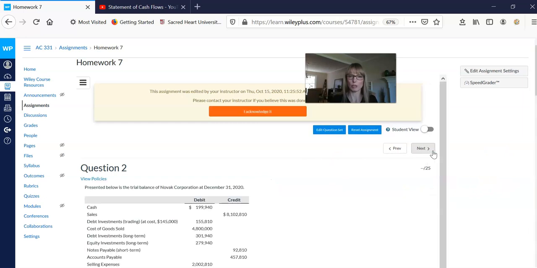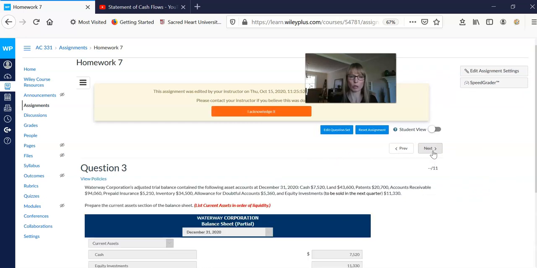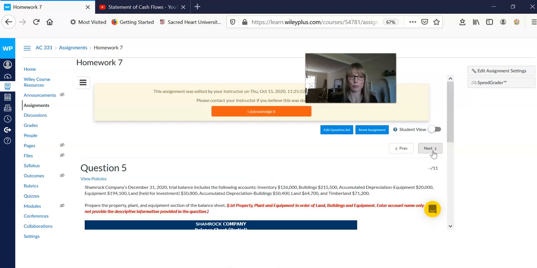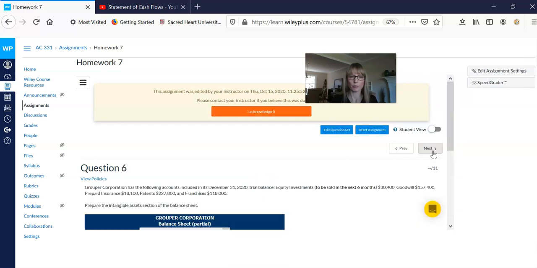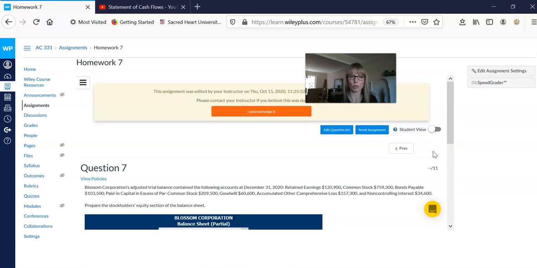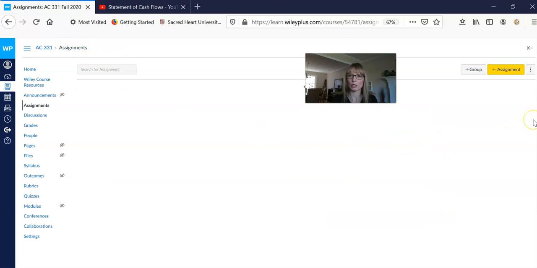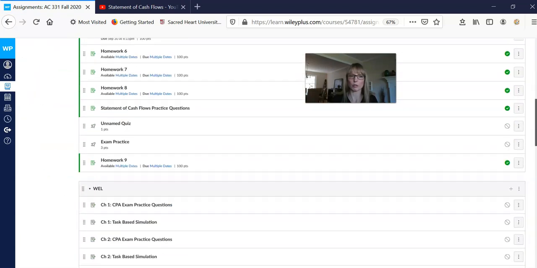Sorry, let me just pull up the balance sheet questions. Let's get through the statement of cash flows here. Or perhaps these are all balance sheet items. Let's go then to homework number 8, and let's look for these statement of cash flows.